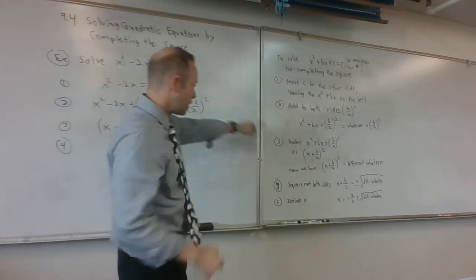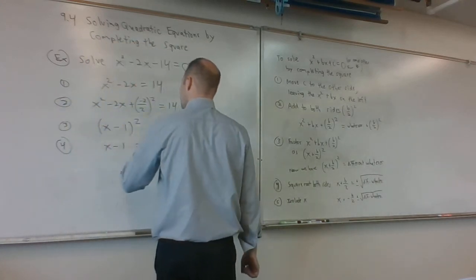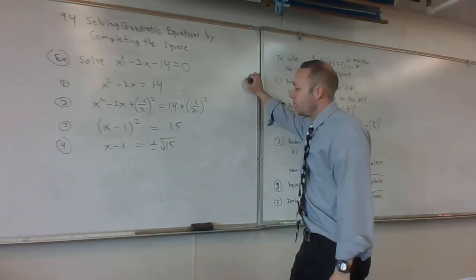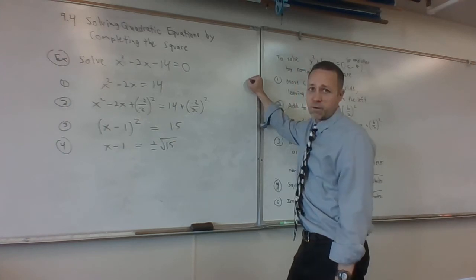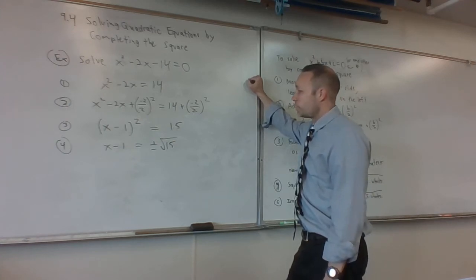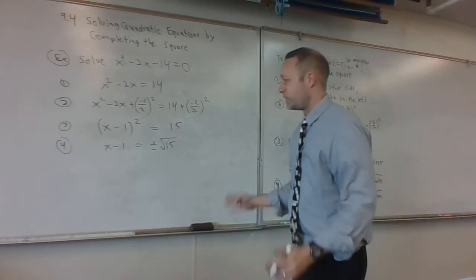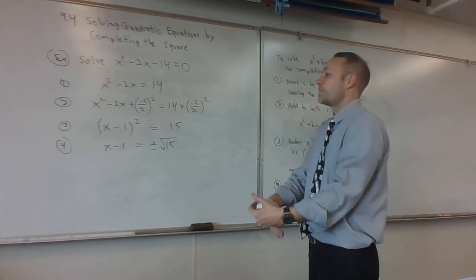Step 4, what are we going to do? Take the square root of both sides. So that's going to give me x minus 1 equals plus or minus the square root of 15. 15 is not a perfect square, so the square root of 15 does not simplify any further, at least not in its exact form.